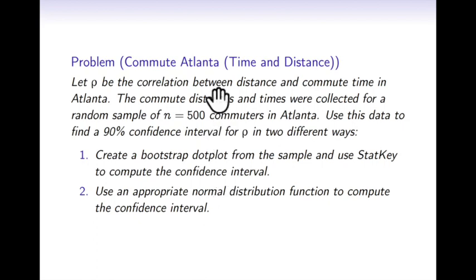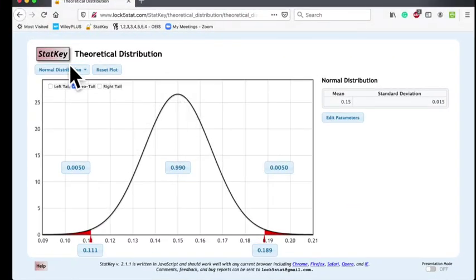Let rho be the correlation between distance and commute time in Atlanta. The commute distances and times were collected for a random sample of 500 commuters in Atlanta. Use this data to find a 90% confidence interval for rho in two different ways. Method one is to use the Bootstrap dot plot and compute the confidence interval directly from that using StatKey's dot counting method. And the other is to use an appropriate normal distribution function to compute the same 90% confidence interval. So let's go ahead and go to StatKey.